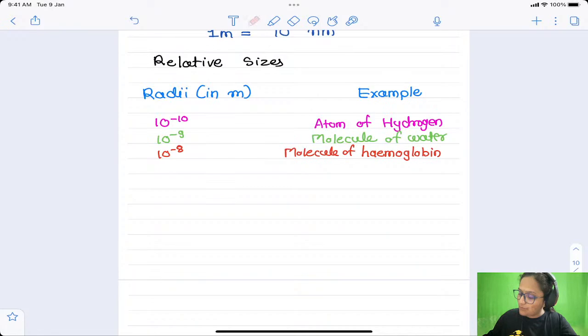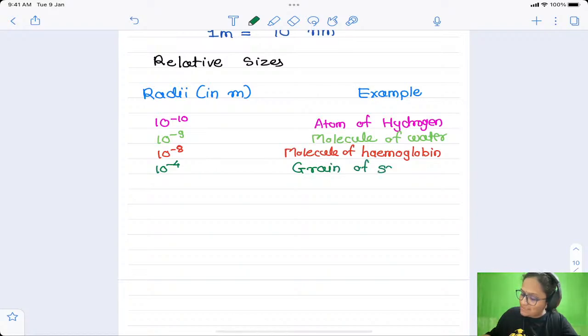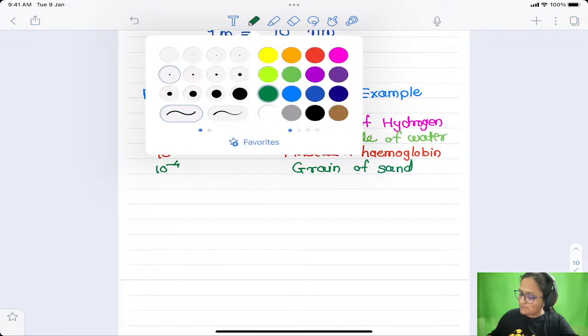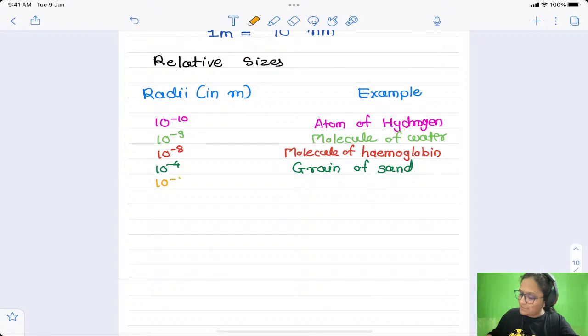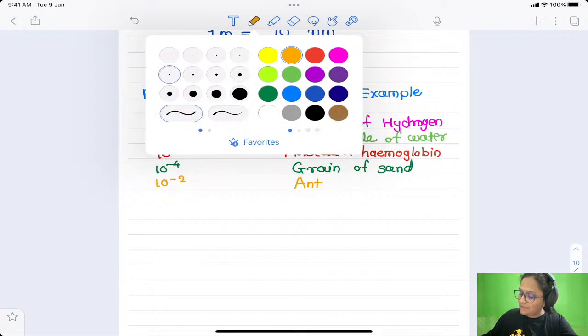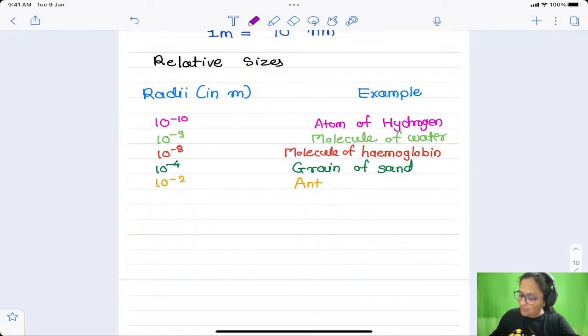Then 10 power minus 4 is a grain of sand, one single grain of very fine sand. Then 10 power minus 2 is the size of an ant, 10 power minus 2 meters. And then 10 power minus 1 is the watermelon.